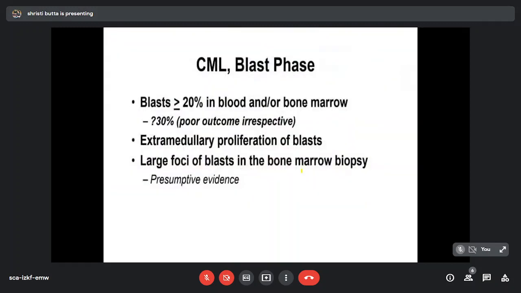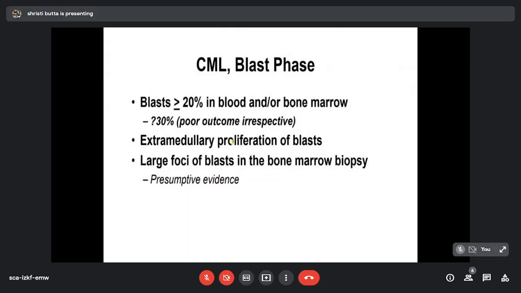Now coming to the CML blast phase. This is the blast phase of CML, which is characterized by a blast count of more than or equal to 20% in the blood and/or the bone marrow. Earlier, the count was given to be 30%. However, it's been found that even with a blast count of 20%, the response is very poor. So making the blast phase with a blast count of more than or equal to 20% has now been given in the recent WHO.